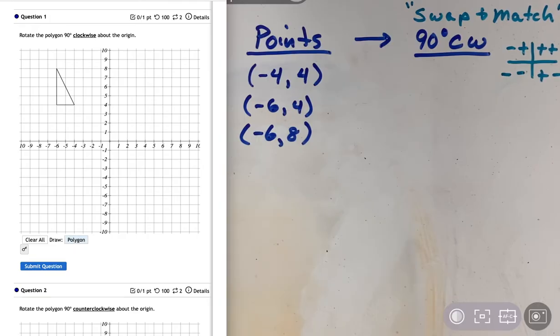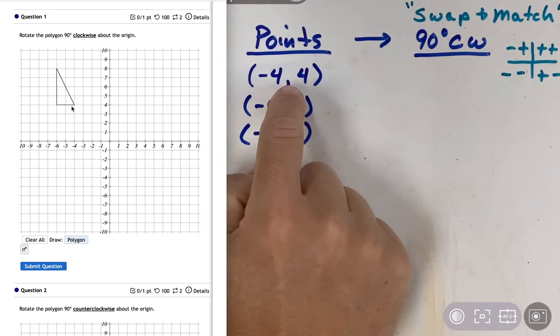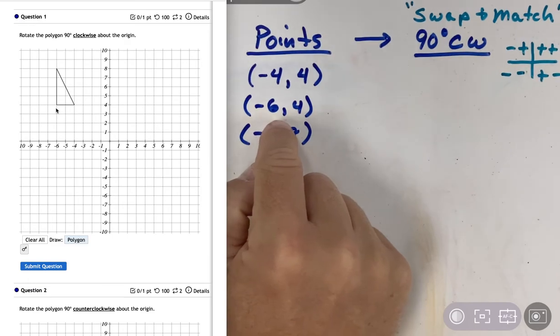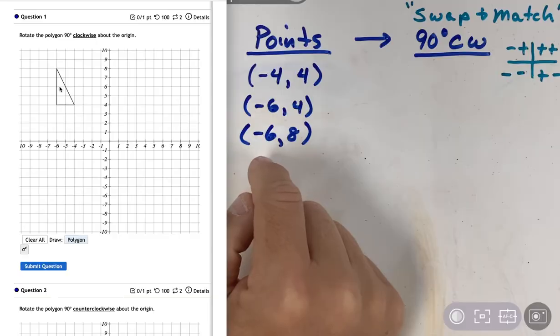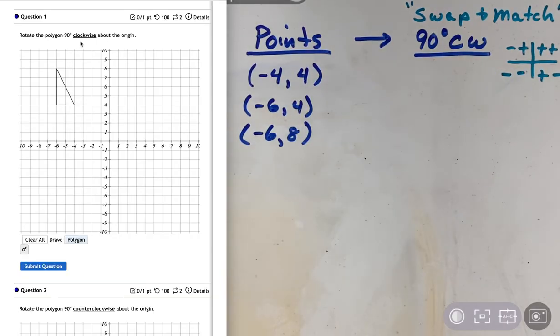What you have to first of all do is recognize that, hey, we got a shape. And on this shape here, we got some coordinates. If you look at the coordinates, we got one here at -4, 4. We got a dot right here at -6, 4. And we also have a dot here at -6, 8. As you try to take this shape, it's asking you in the directions here to rotate this thing clockwise.